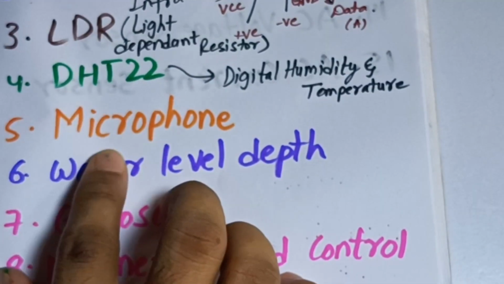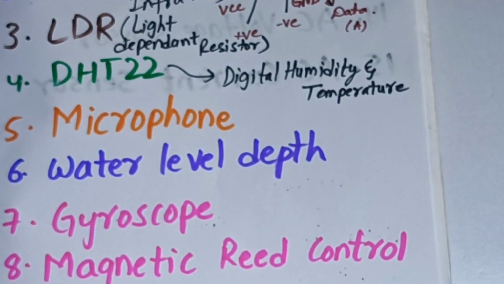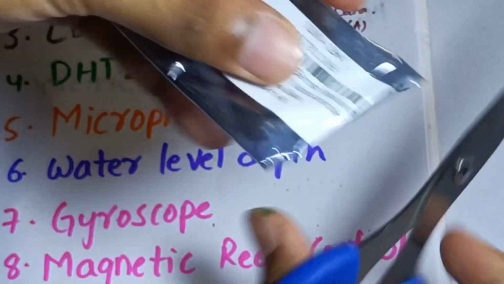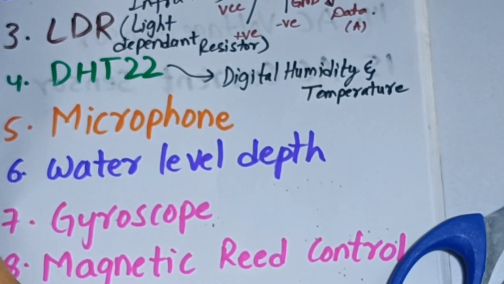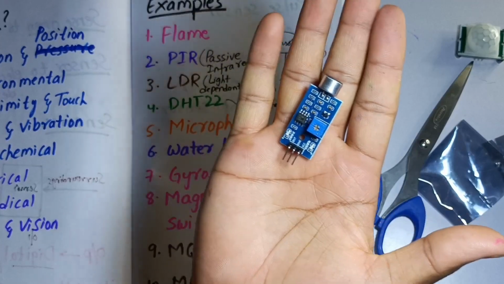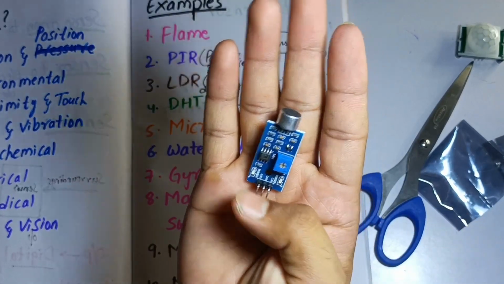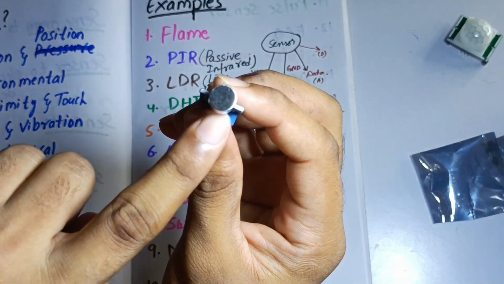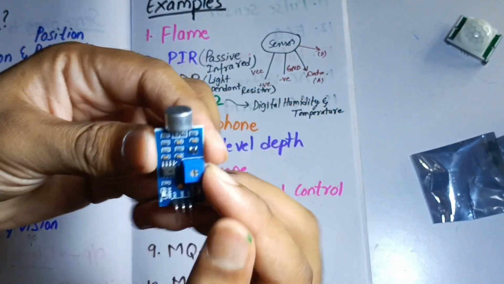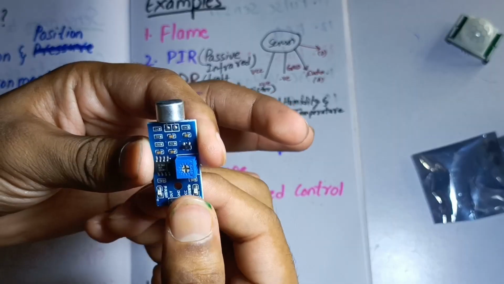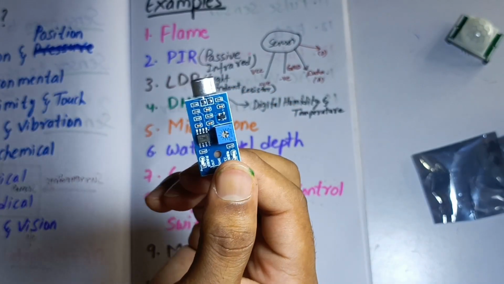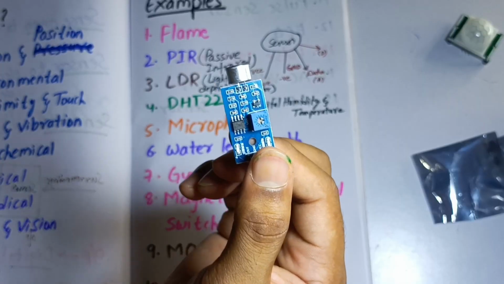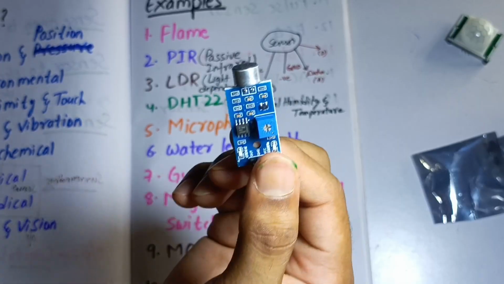And the next one is microphone. Microphone is basically known as sound sensor. This is what it is. This is a microphone that detects sound using this module. We use this in applications where we want to listen to the noise or the sound or some voice of some specific thing. That is where we use the microphone.